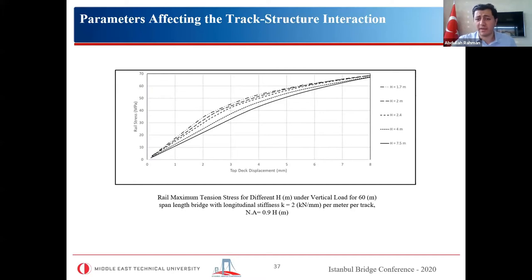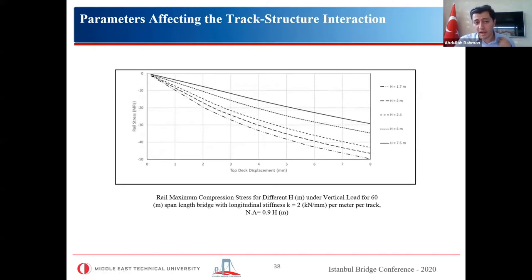Now you can see that by increasing the deck height, the rail maximum tension stress is decreasing. This one is top deck displacement. The thickest one is 7.5 meters, the highest bridge deck. This one is the shallowest deck. So by increasing the bridge deck height, the tension stresses are dropping.